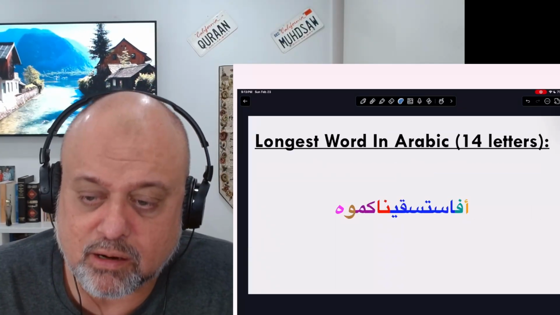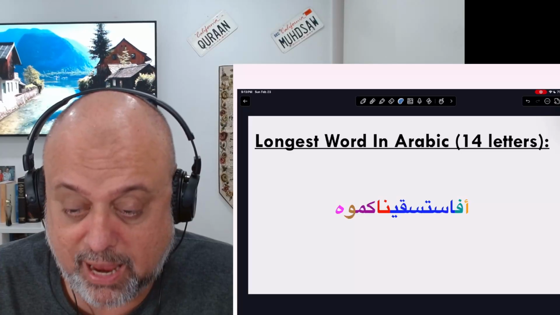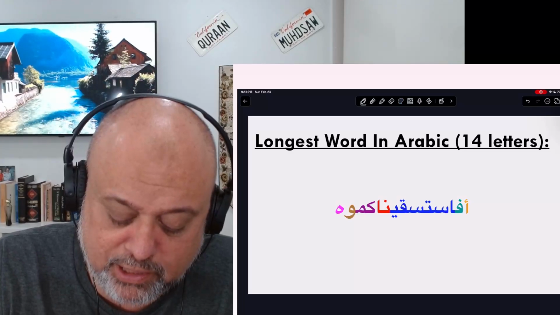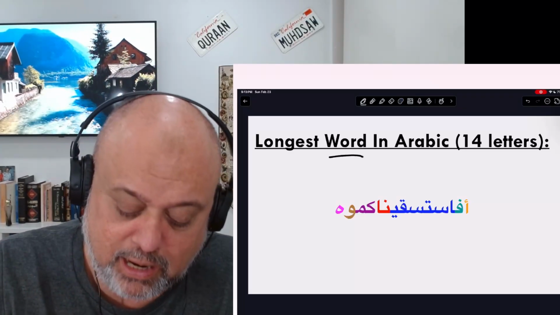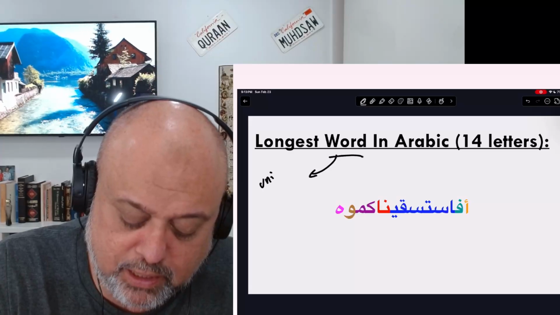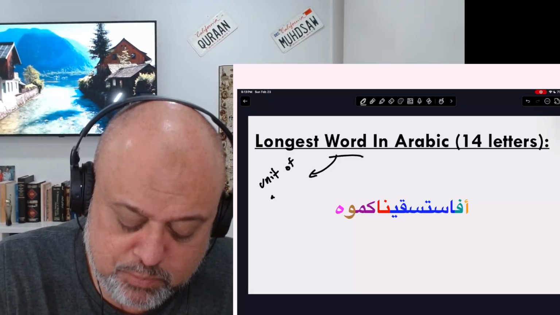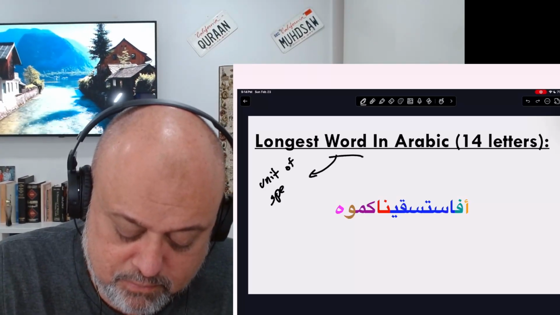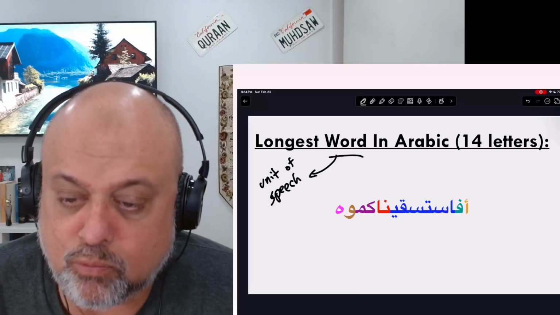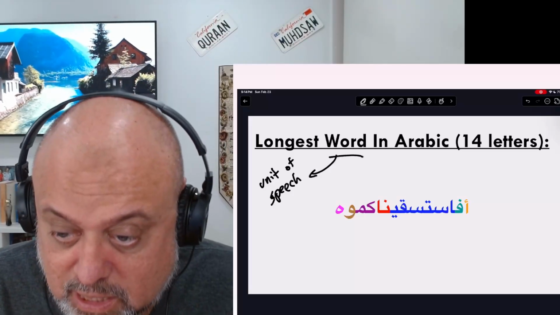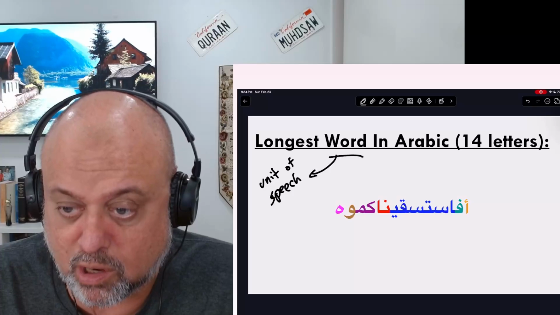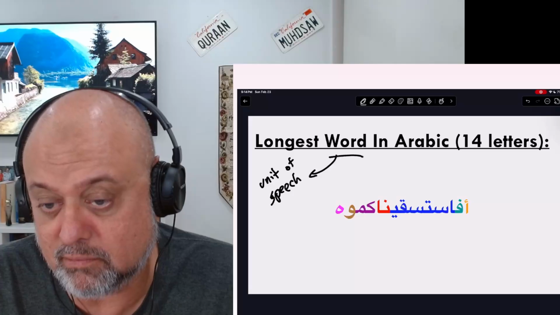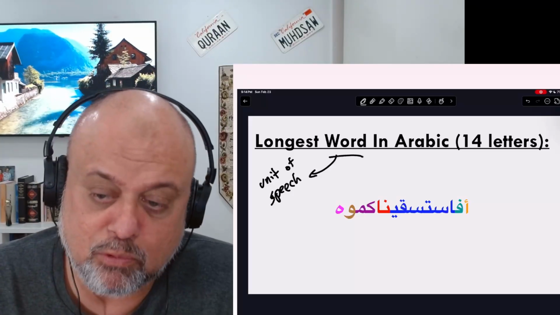The second slide here, as you can see, it's a 14-letter unit of speech. I call it a word here, but it's not really a word. I would say it's a unit of speech. And you can see that because I signified that by the use of different colors. So let's first of all pronounce it, and then I'll translate it, the final translation, and then we'll go back and dissect this.